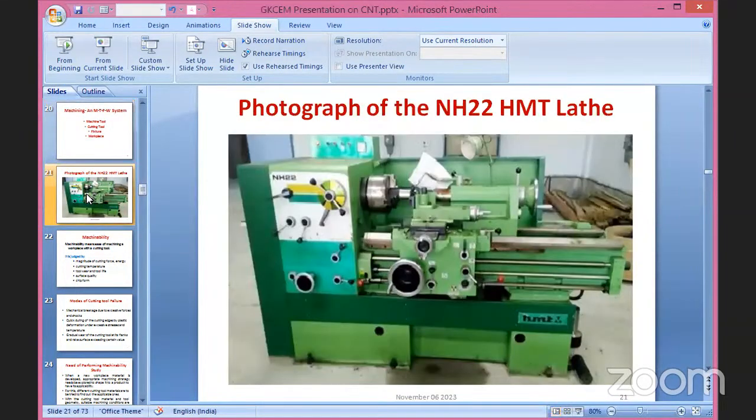Now I am showing here the NH22 HMT lathe, which is available at Pune Government Engineering College, where a lot of machining experiments are being carried out. Here you can easily find that there is a three-jaw chuck fitted at the left-hand side, and one job is clamped within the three-jaw chuck, and there is a tool post on which you can put the tool holder, in which the tool insert can be put, and machining can be done with the relative movement set and also feed and depth of cut set.